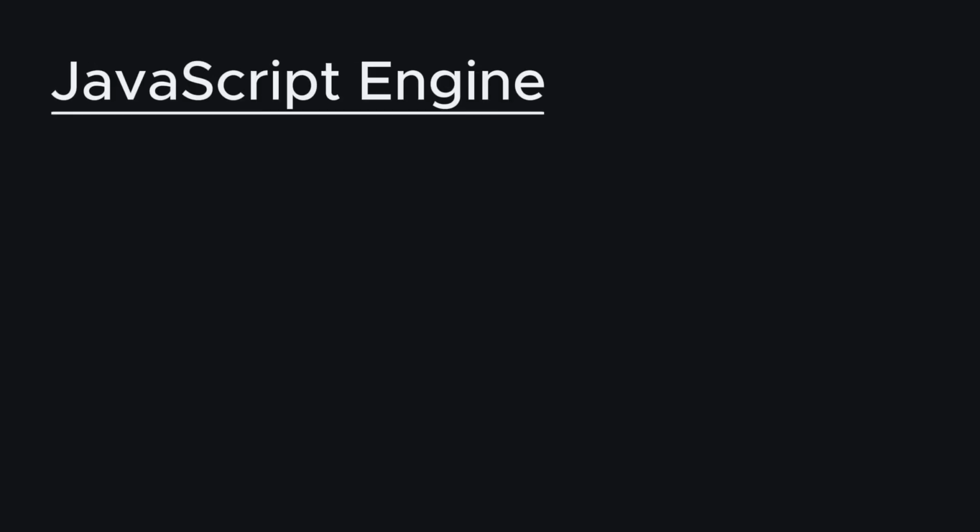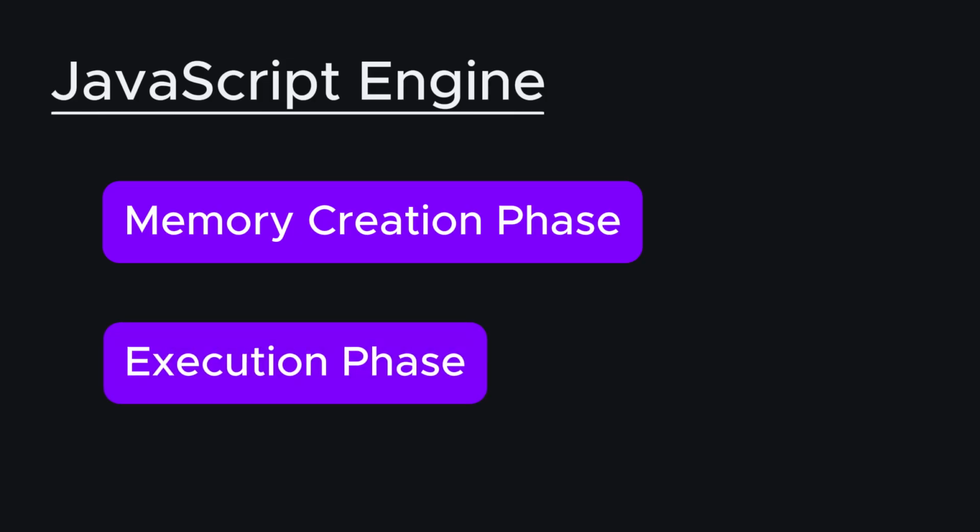Now we're going inside the JavaScript engine. This is where most developers get confused because nothing here is visible in your code. But everything you've ever debugged comes from this exact process. We're going to break it into 2 phases, memory creation phase and execution phase. Once you understand these 2 steps, JavaScript stops feeling random.